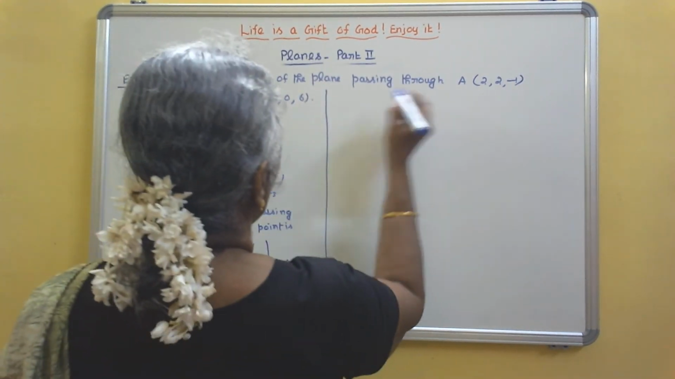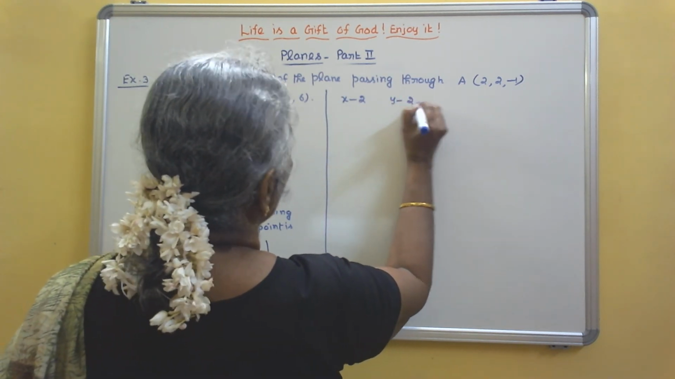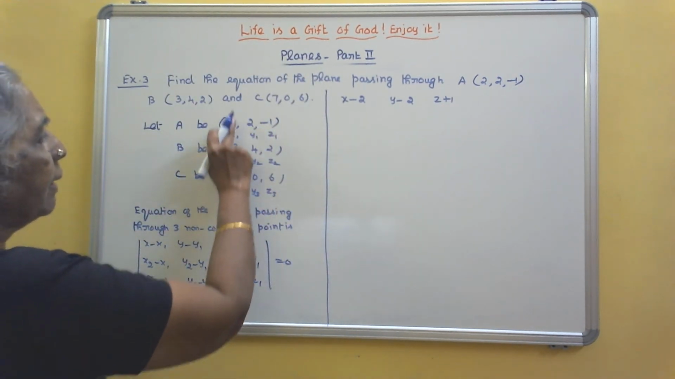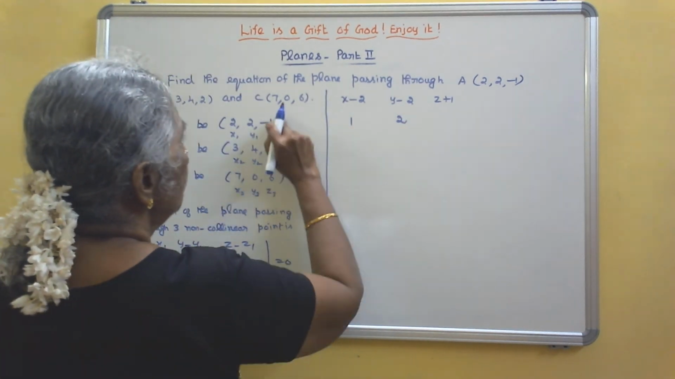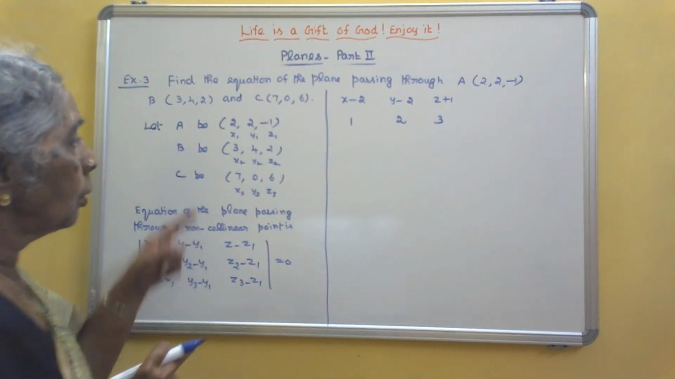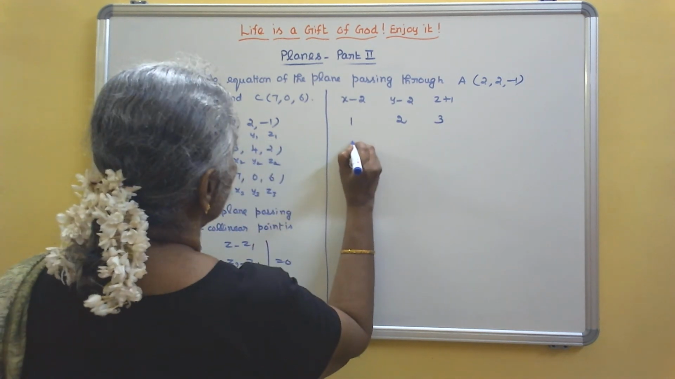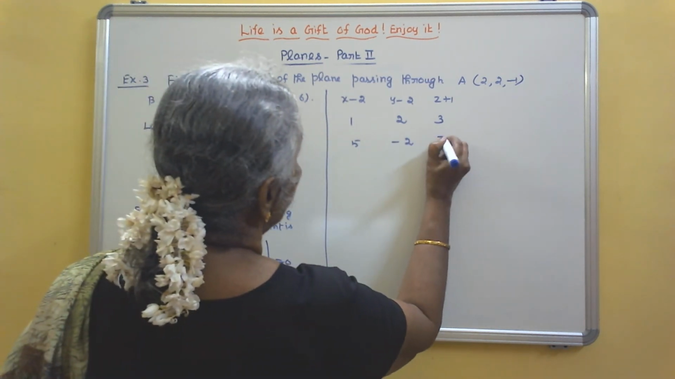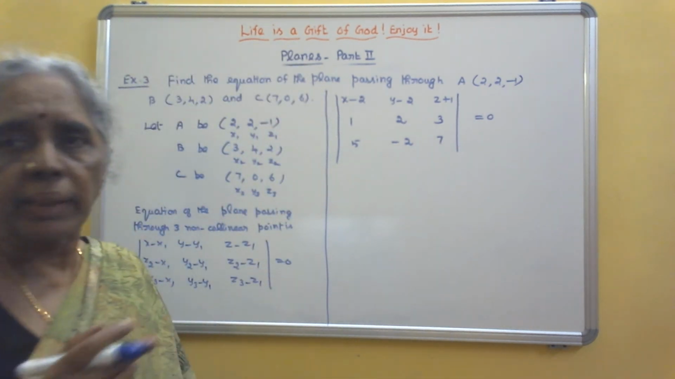So now what will we get now? X minus 2, y minus 2, z plus 1, right? Then the second row will be 3 minus 2, that is 1, 4 minus 2, that is 2, 2 minus of minus 1, that is 3. Then 7 minus 2, don't do this one, you have to subtract only x1, remember that. 7 minus 2 is 5, 0 minus 2 is minus 2, 6 minus of minus 1 is 7, is equal to 0. Let us now expand.